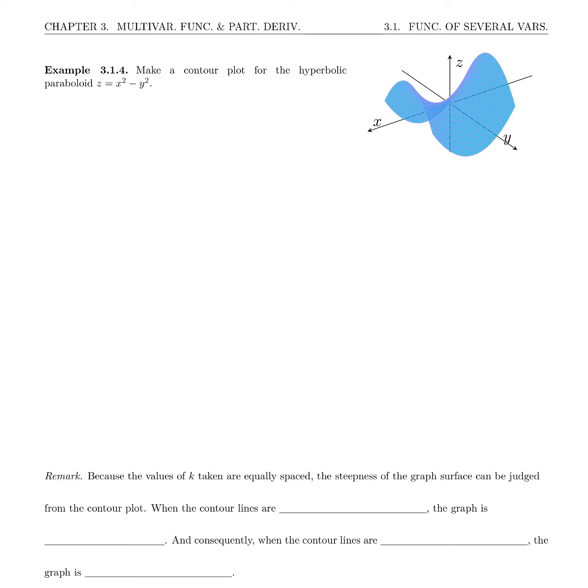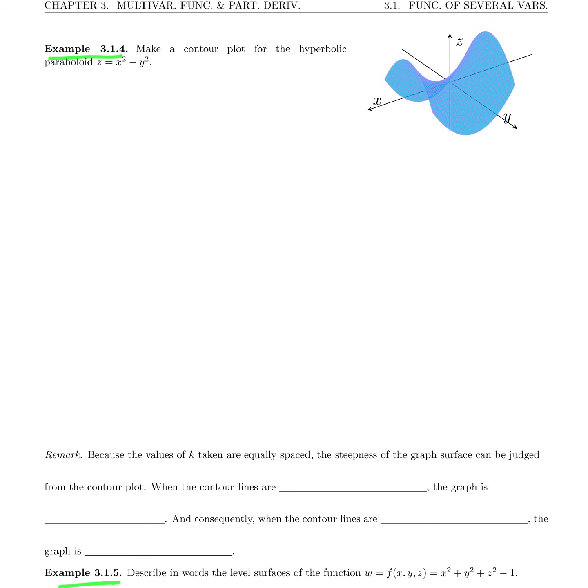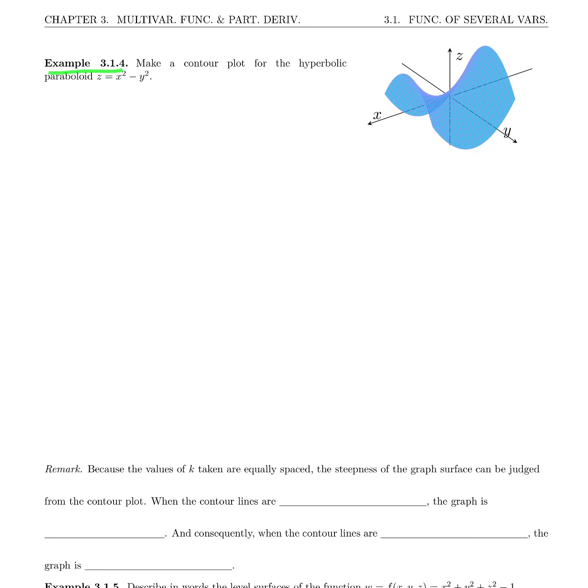In this video, we're going to finish off section 3.1 on the functions of several variables by doing example 3.1.4 and example 3.1.5. So example 3.1.4 asks us to make a contour plot for the hyperbolic paraboloid z is equal to x squared minus y squared, whose graph is given here on the right.